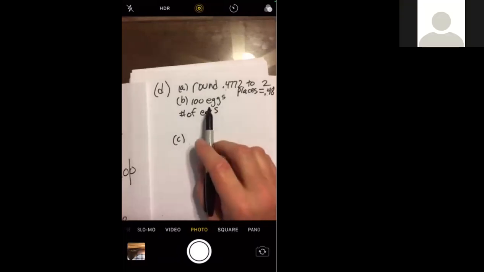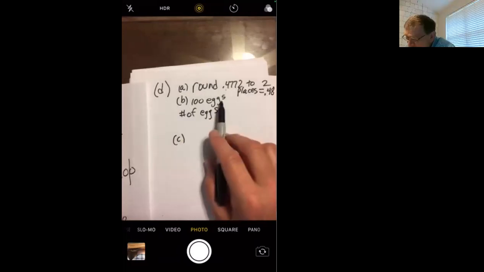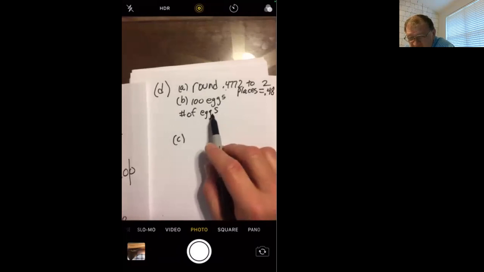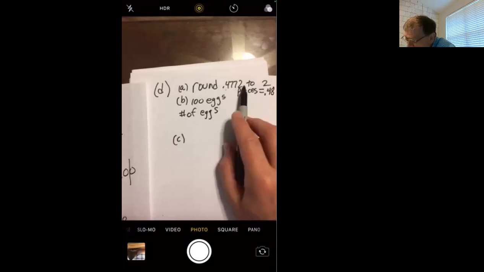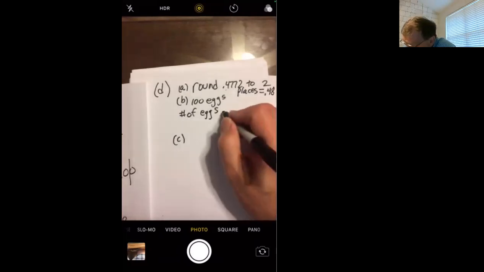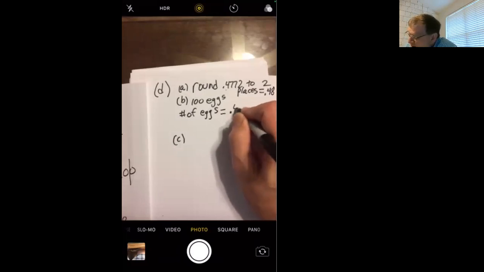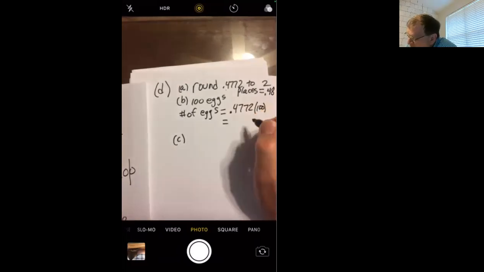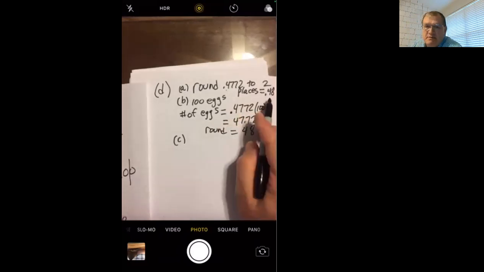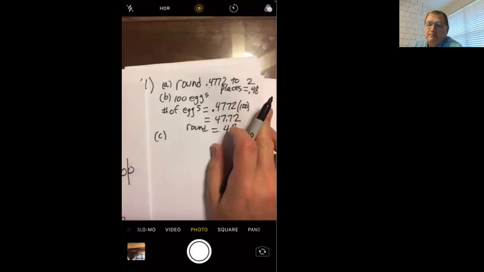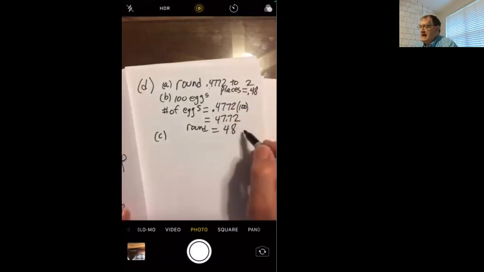Now B, I got 100 eggs, and they wanted the number of eggs. Are they using the 0.4772 or the 0.48? It doesn't really matter. 0.4772 times 100 gives you 47.72, and if you round, you're getting 48 eggs, as if you multiplied this by 100. 48 eggs.